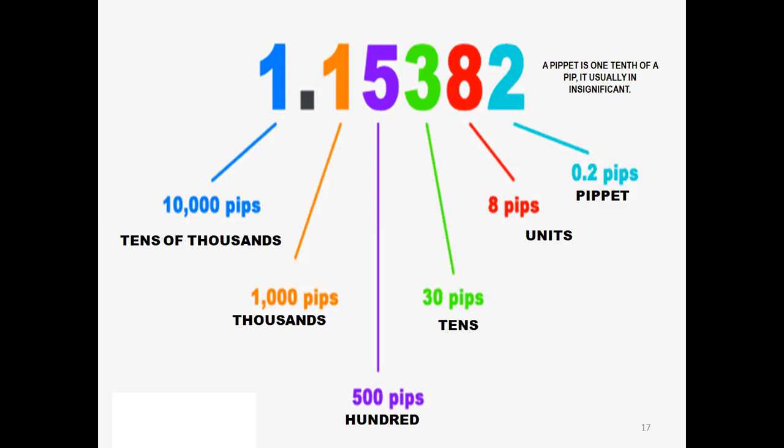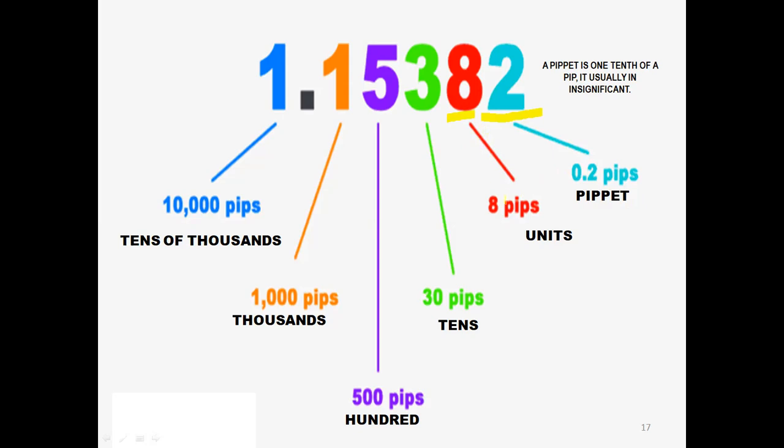So from the right side here, what we have is 0.2 pip. That is a pipette, it's not up to a pip. Remember, a pip is a unit, and 0.2 is not up to a unit, so it's called a pipette. And what we have here is 8. This is where the pip starts from. So the pip starts from the fourth decimal place, except for a few currencies, which I'll talk about later.